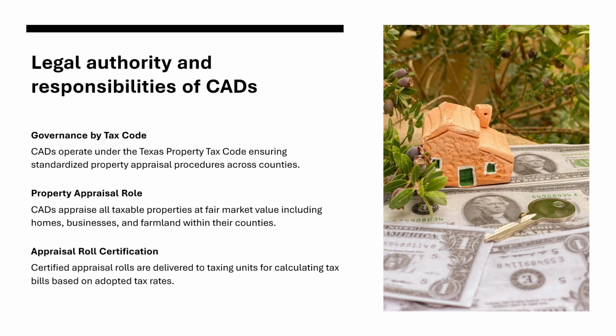Now that we've covered why CADs were created, let's look more closely at their authority and role in Texas property administration. Each CAD is governed by the Texas Property Tax Code. Their primary responsibility is to appraise all taxable property in their county at its fair market value. That includes homes, businesses, farmland, and in some cases, even some forms of personal property. Once appraised, those values are certified in what's called the appraisal roll and delivered to each taxing unit. Counties, school districts, cities, and special districts then use that roll to calculate tax bills based on their own adopted tax rates.